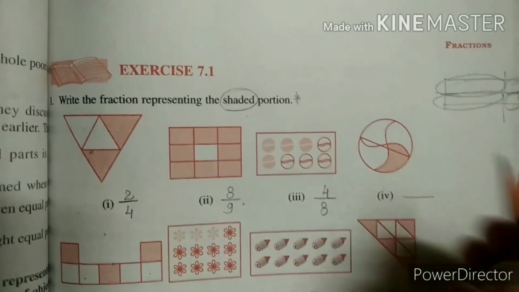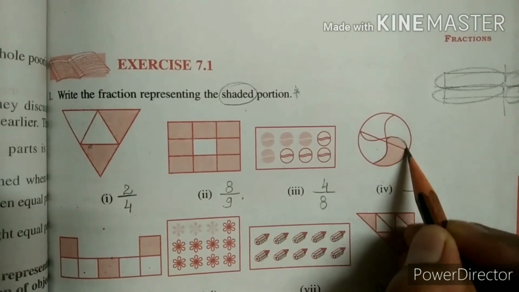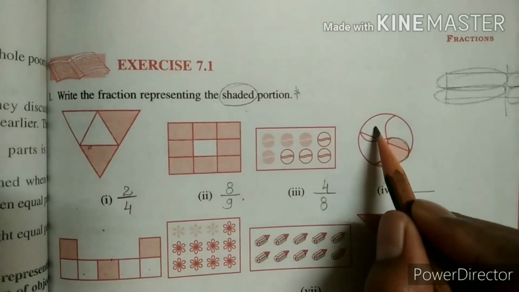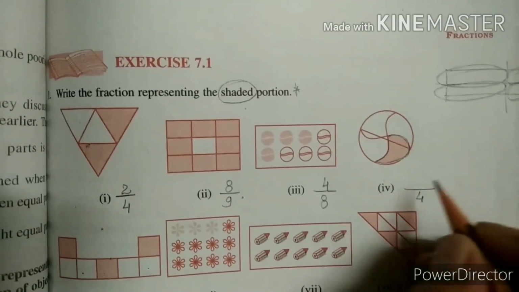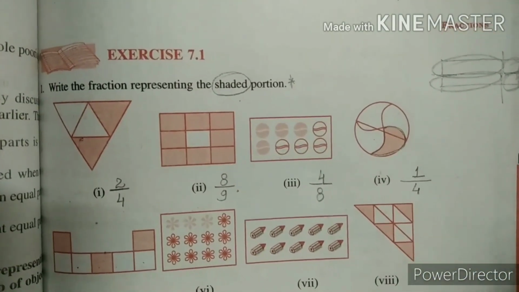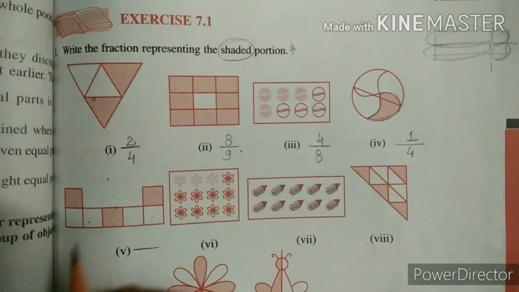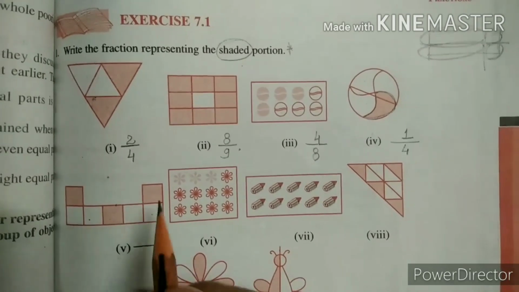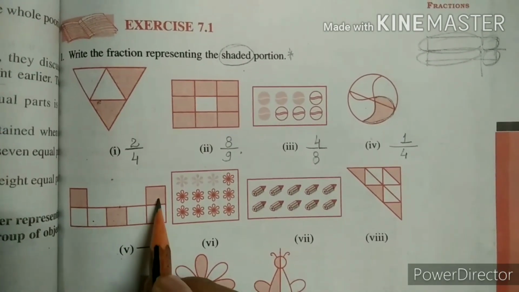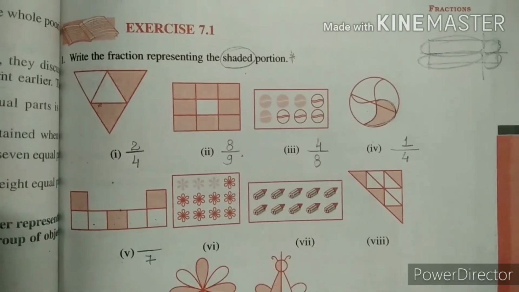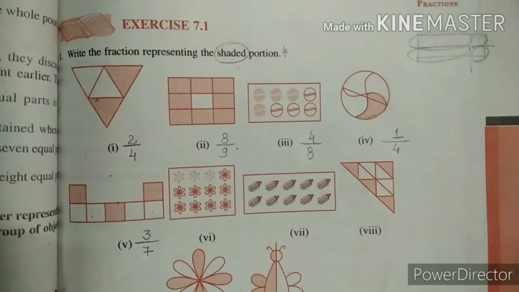Fourth, in fourth, how many partitions are there? 1, this is 2, 3, 4. How many partitions are here? 4. And how many are shaded? Only 1 is shaded. Now fifth, in fifth, all partitions are the same, and how many are there? Total 1, 2, 3, 4, 5, 6, 7 are there. And how many are shaded? 1, 2, 3, 3 are shaded.